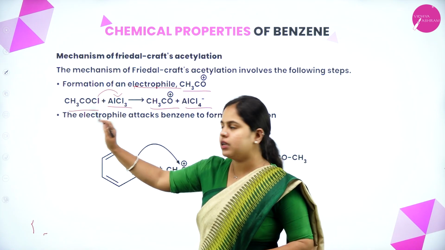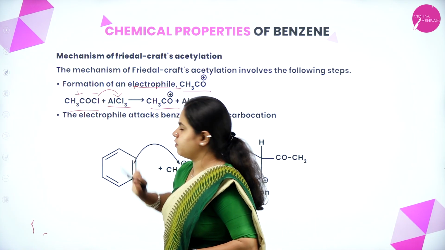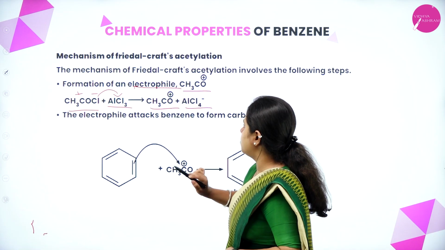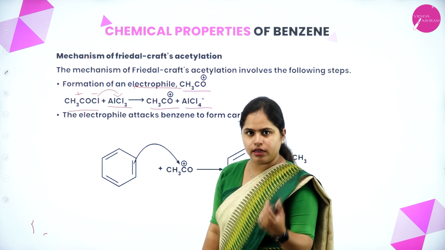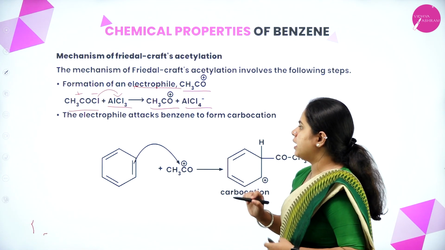It is Cl minus, and this part will be plus and this part will be minus, right? So what happens? You got the carbocation as well as the AlCl4 minus. That is the electrophile. You got the electrophile. Fine. Now what happens? That is the first step.